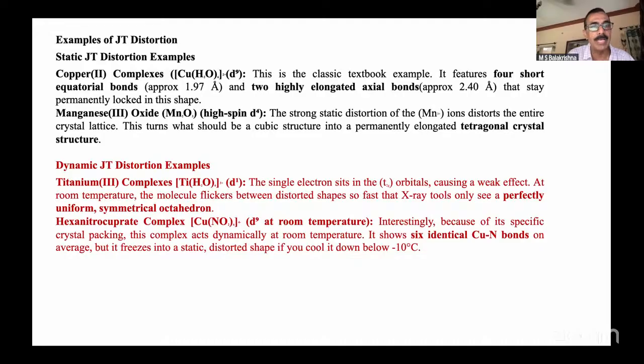For example, if you take manganese oxide, this is high spin D4 Mn2O3. So the strong static distortion of the manganese ion distorts the entire crystal lattice. This turns what should be a cubic structure into a permanently elongated tetragonal crystal structure. So this is nothing but the static Jahn-Teller distortion. Okay, and this is all about Jahn-Teller distortion.